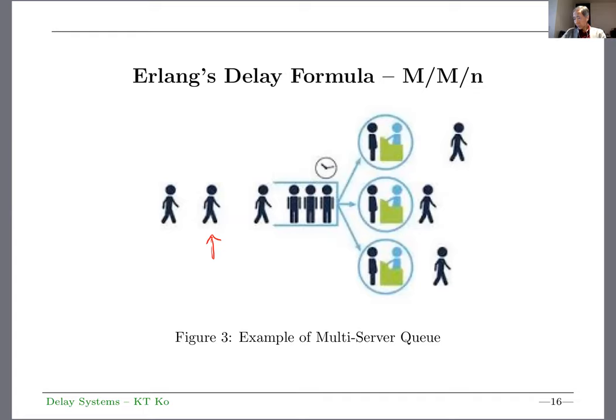Okay, so there's one queue, and I go in, and on average, I want to know how long I have to wait. The idea is first come, first served. So the customer goes into the queue and waits for a counter to be empty, and then moves forward. Okay, so that is the idea about the Erlang delay formula.